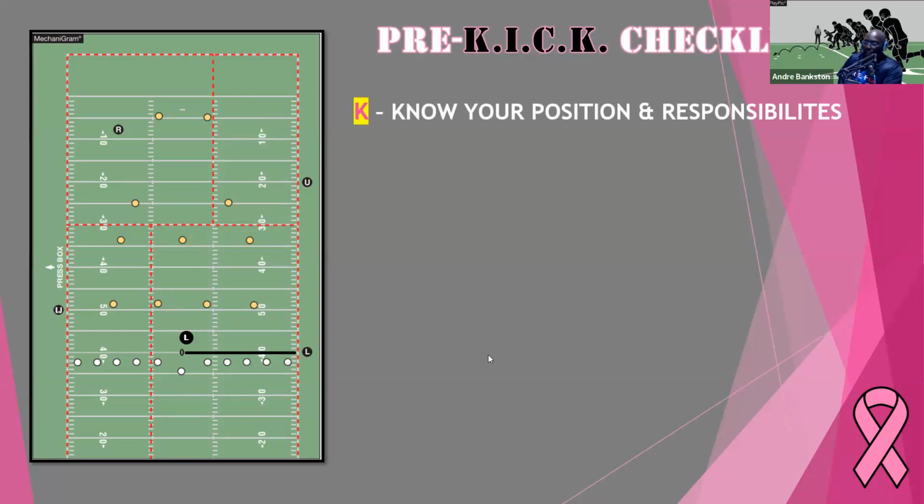The K in kick means know your position and your responsibilities. So we're going to look at 4-man mechanics. If you're doing three crew mechanics, just take the umpire out. The head linesman, the one with the chains, you have the kicking team. All right. So you've got to know your responsibilities.